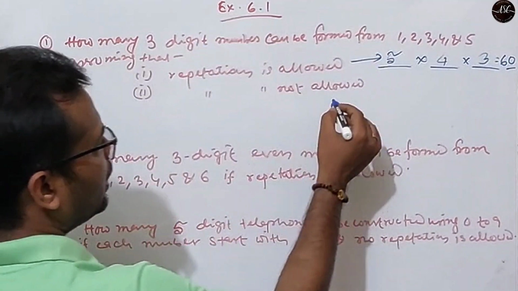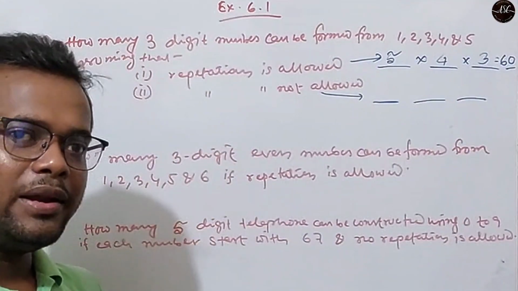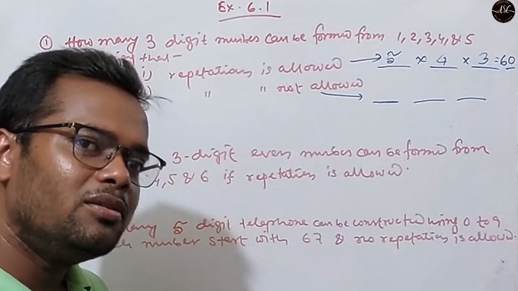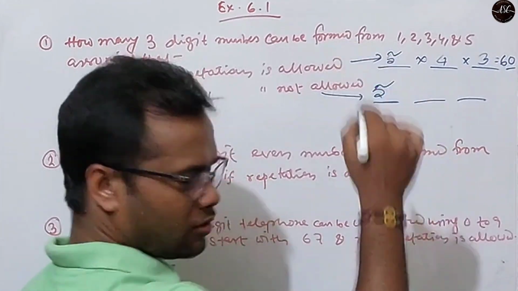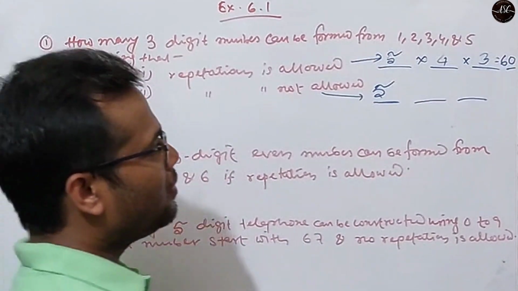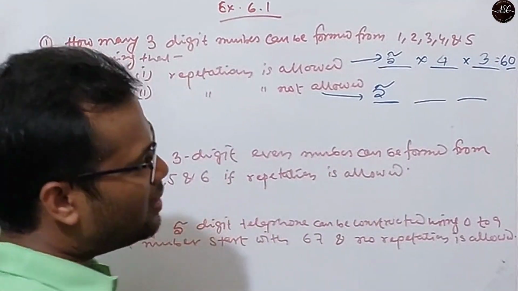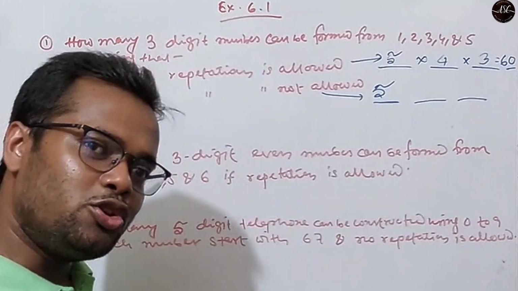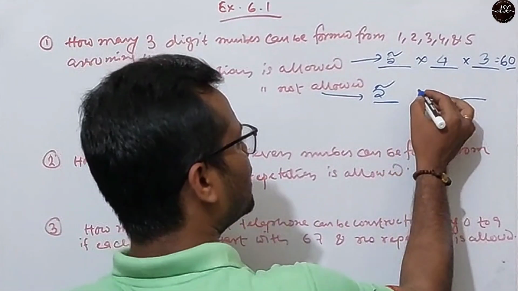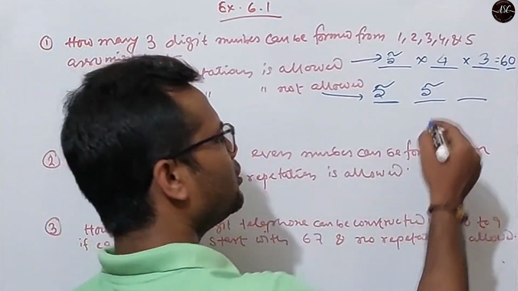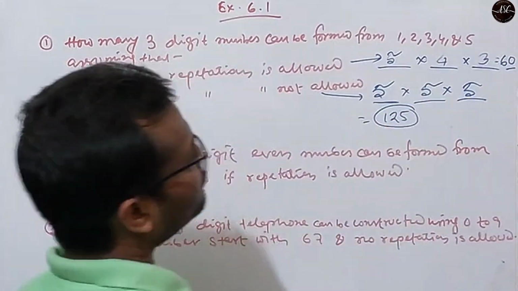If repetition is allowed, then we first draw the 3 dashes. Now from the 5 numbers, the total number is 5, so in 5 different ways we can take this. So we write 5. Then as repetition is allowed, if we take 5 among the 5, there should be 5 again. So these 5 numbers can be written in 5 different ways. So just write 5. And again in this place 5 numbers can be used. So 5. Multiplying this, we get 125. So this is the answer.